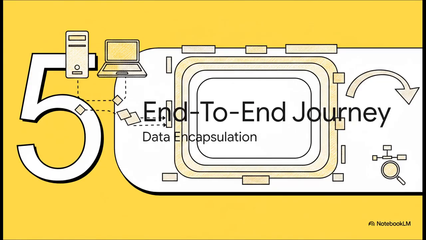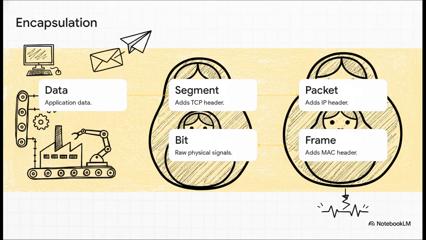Okay, Section 5, the end-to-end journey. Watch how this all builds like a factory assembly line, using a concept called encapsulation. When you send an email, your data starts at the top software layers. At Layer 4, the transport layer slaps on a TCP header, turning it into a segment. Layer 3 adds an IP header, creating a packet. Layer 2 adds a MAC header and a trailer, creating a frame. Finally, Layer 1 crushes it all down into raw bits to send over the wire.